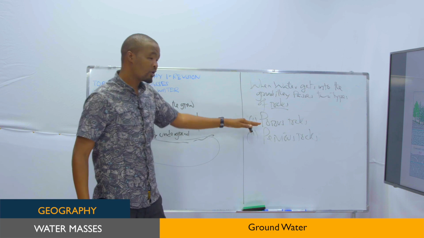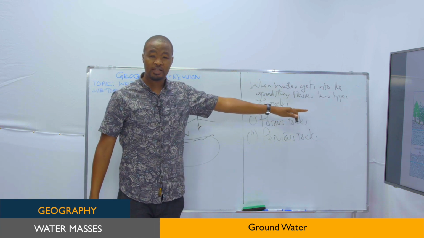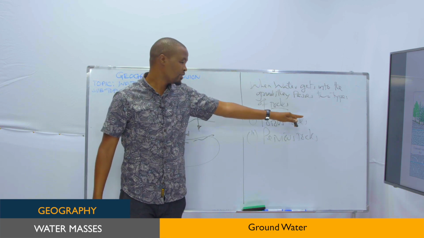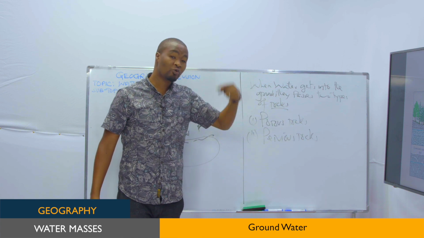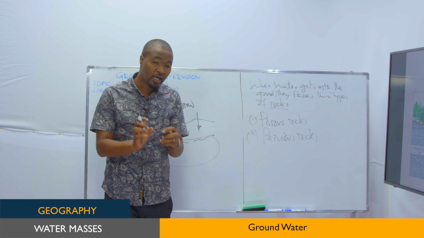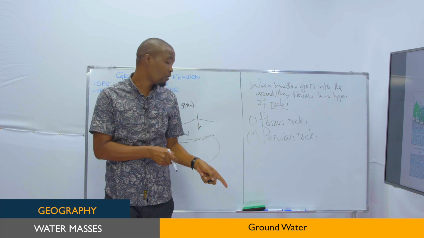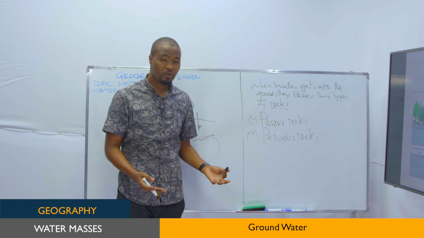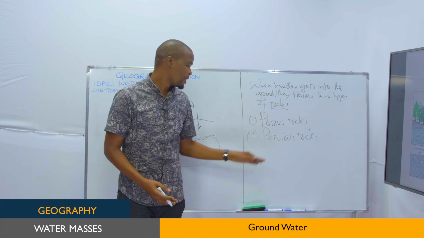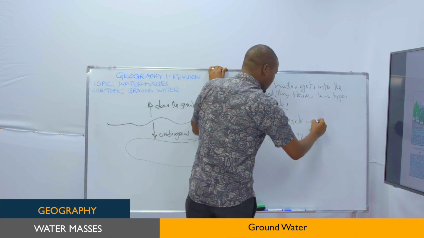Porous rocks are the rocks made up of empty space, like sandstones. Are we together? It means that in these rocks, water uses the empty space between the sandstones to enter into the ground. Those types of rocks we call porous rocks. An example of porous rock is sandstone.